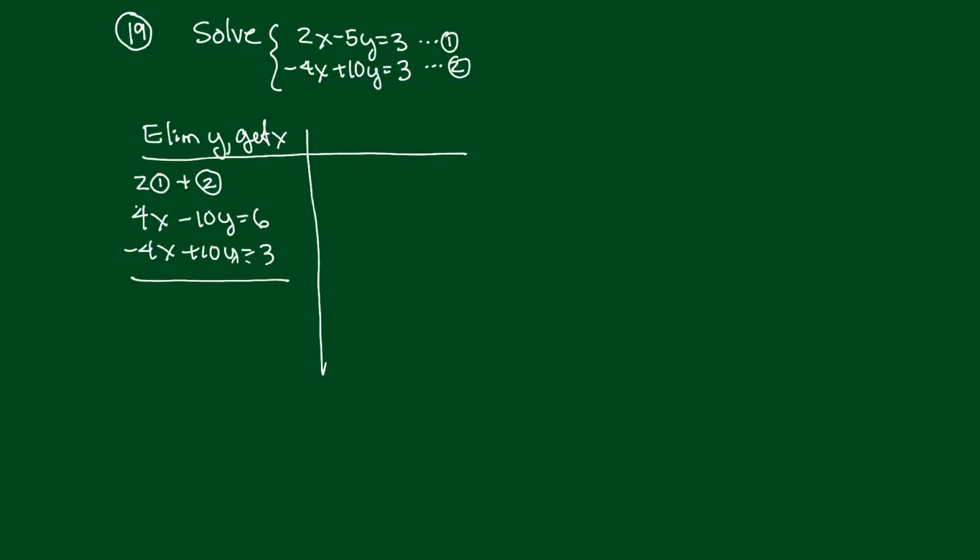Right, when you add these together, the x's are gone, the y's are gone, so you get 0 on the left side, you get 9 on the right side. You've eliminated all the variables and you end up with a false statement.